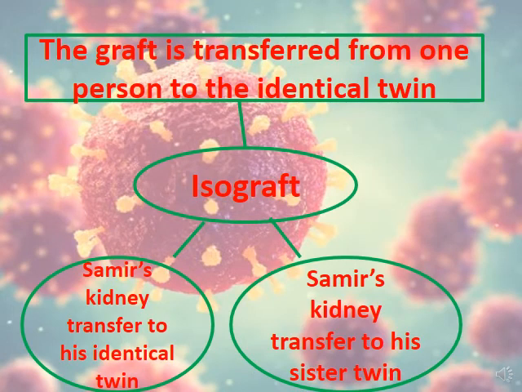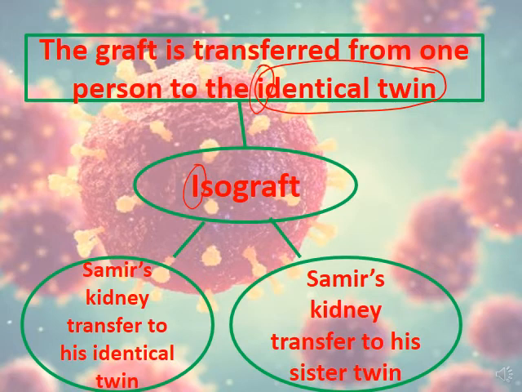Another type of graft is called isograft. Isograft is done between a person and the identical twin. So always identical, iso. Identical twin, isograft.